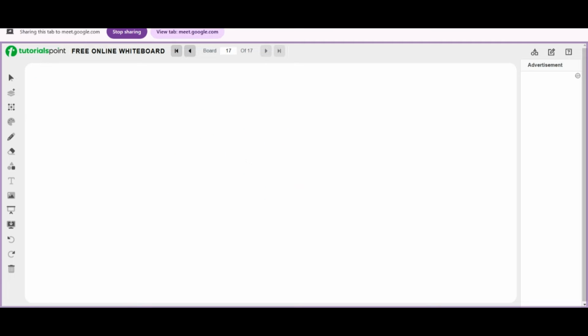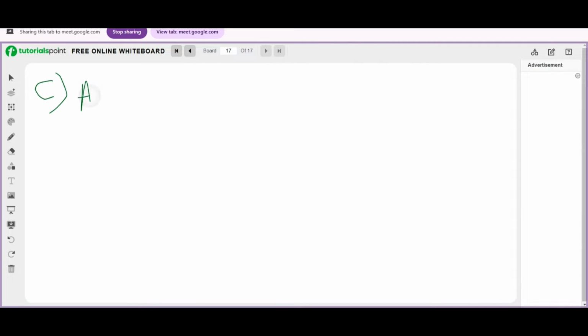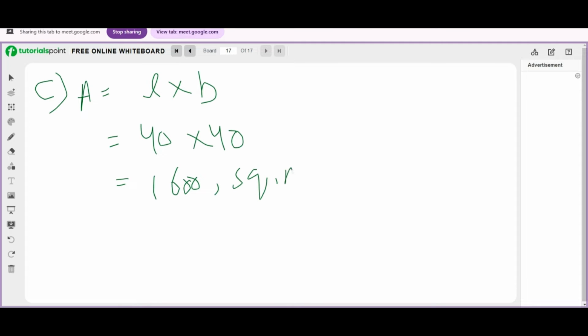Now the C part, Aryan, that is a square. In a square all sides are the same, length as well as breadth. Area is equal to length multiplied by breadth, and that will be 40 multiplied by 40. Answer will be 1600 square meter.